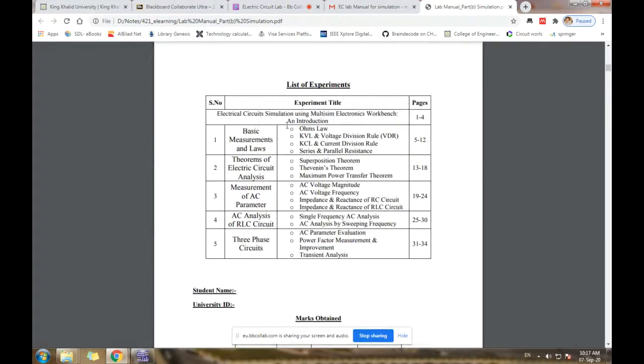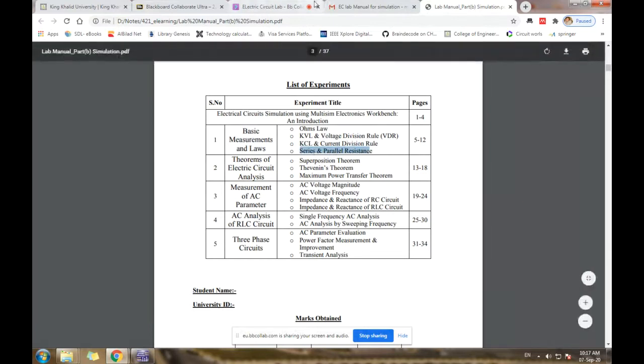The first experiment is about the basic measurements and laws. In this we are going to verify Ohm's law, KVL, that is voltage division, KCL, that is current division, and series and parallel resistances.